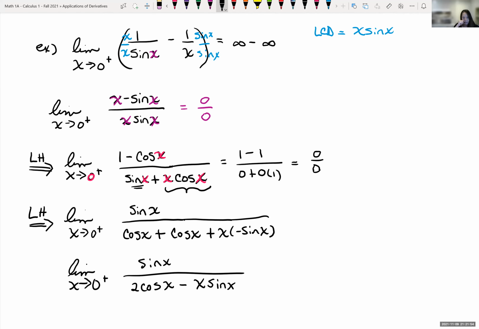So let's go in and plug in 0 wherever we see an x. So we get sine of 0 in the numerator, which is 0, all over 2 cosine of 0, which is 2, minus 0 times sine of 0, which is 0. Okay, this is 0 over 2, which is not an indeterminate form, and that one's 0. So this is telling me that the limit as x is approaching 0 to the right of our original function, 1 over sine x minus 1 over x, is equal to 0.